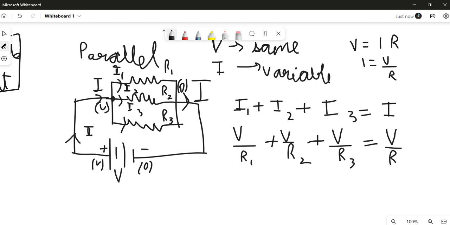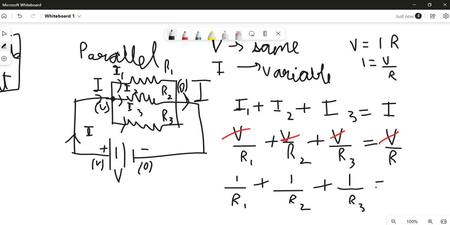R. So you will see that the voltages are getting cancelled, right? If you take them common, right? I'm doing it directly here. You can take them common and see that you will get the same result. So from this, 1 by R1 plus 1 by R2 plus 1 by R3 is actually equal to 1 by R.